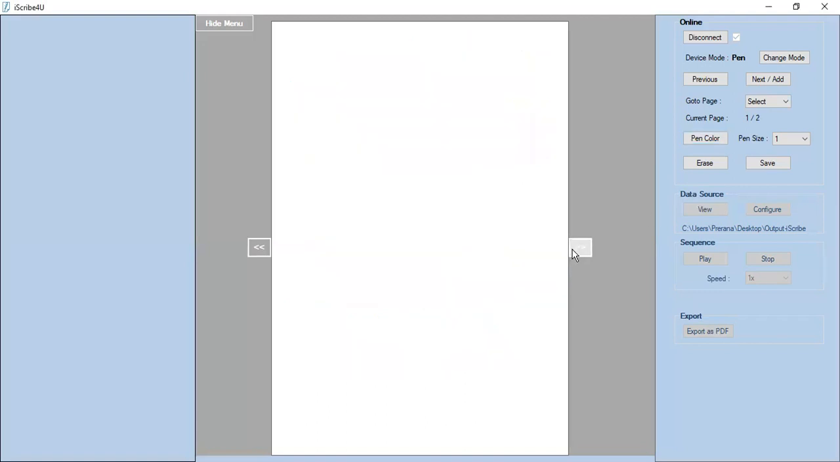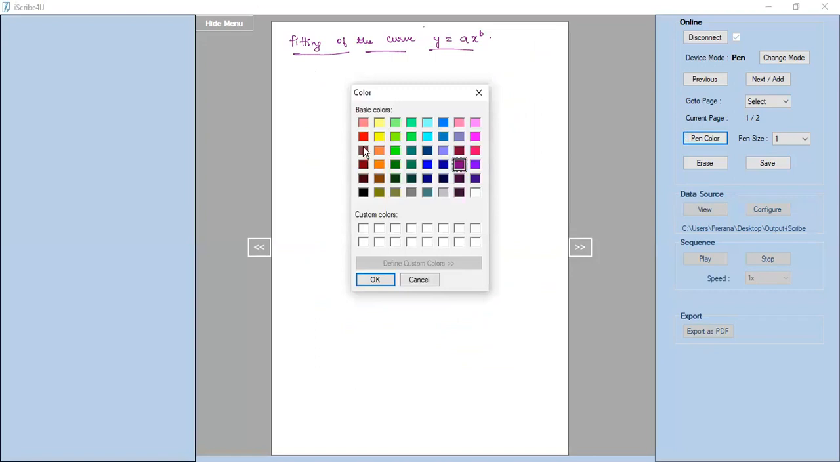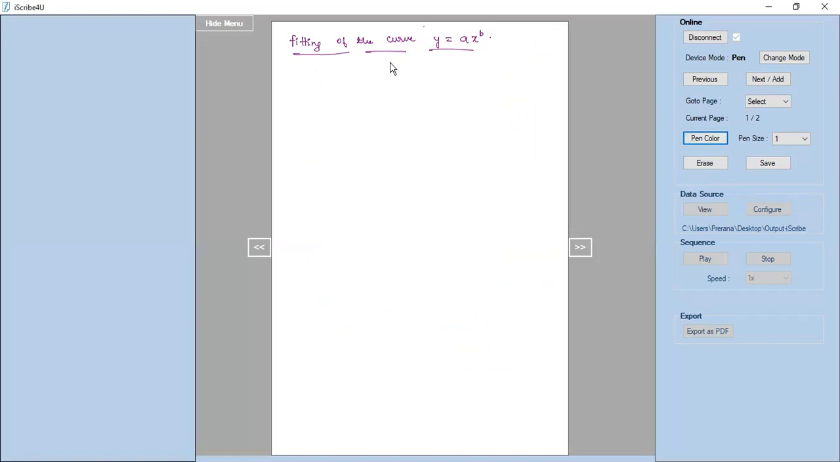The third is fitting of the curve y is equal to ax power b. So this is the power form of the equation for us. For the power form of the equation, let us see how we are going to fit the equation respectively.